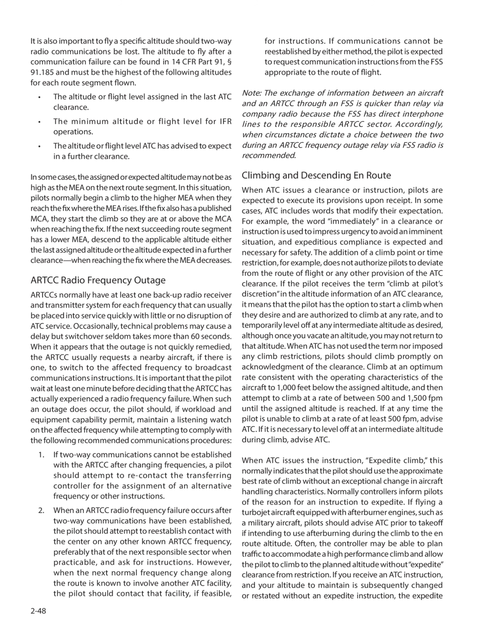2. When an ARC radio frequency failure occurs after two-way communications have been established, the pilot should attempt to re-establish contact with the center on any other known ARC frequency, preferably that of the next responsible sector when practicable, and ask for instructions. However, when the next normal frequency change along the route is known to involve another ATC facility, the pilot should contact that facility, if feasible, for instructions. If communications cannot be re-established by either method, the pilot is expected to request communication instructions from the FSS appropriate to the route of flight.